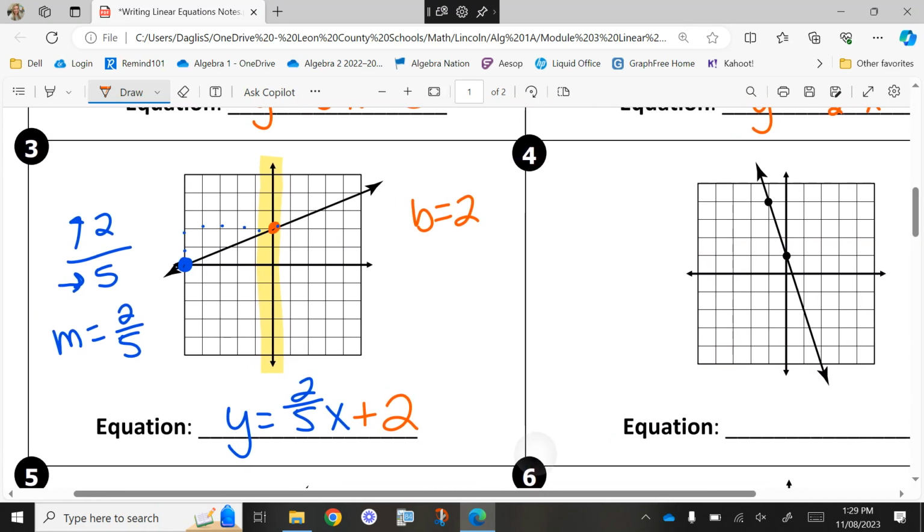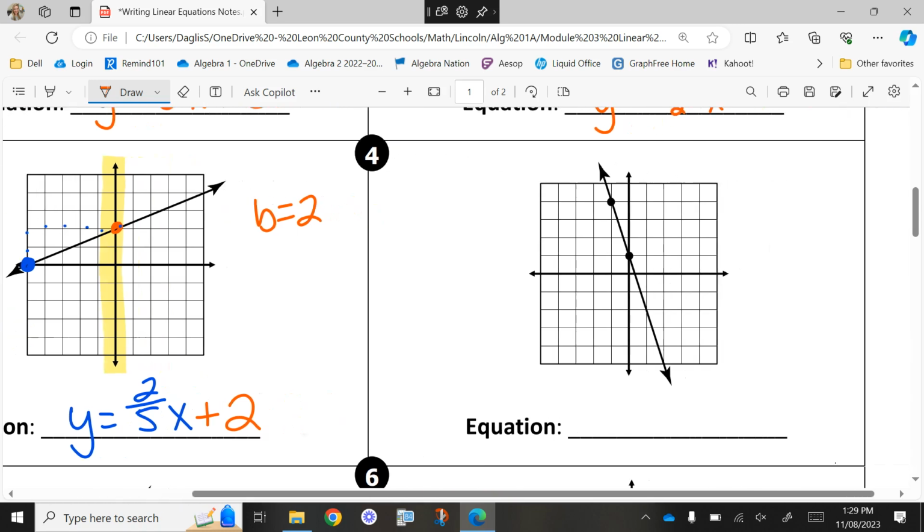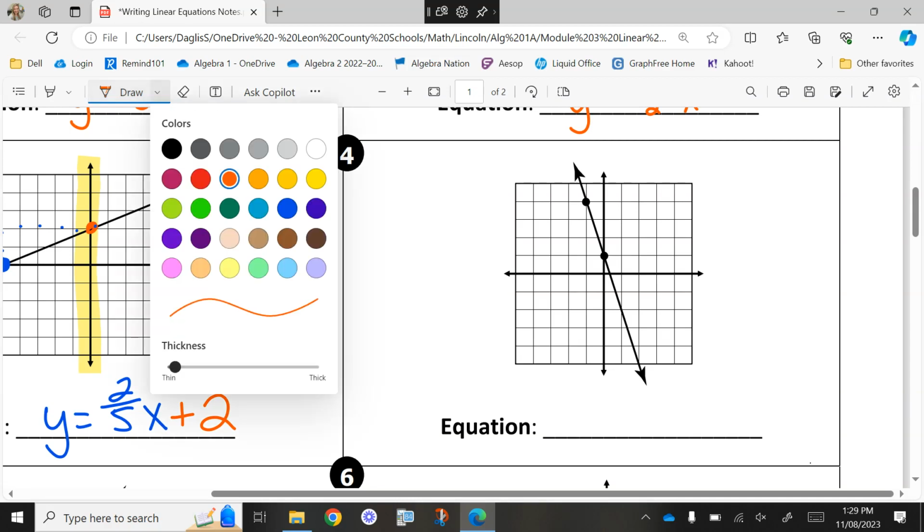Hey, before we even do number 4, is it going to have a positive or negative slope? Negative. Sorry, I was looking at the wrong word. It's falling down, right? If I trace this line from left to right, like how we read a book, we would be falling down. So we know we're going to have y equals negative something, okay? That's always good to have in your head, knowing what you're going to get.